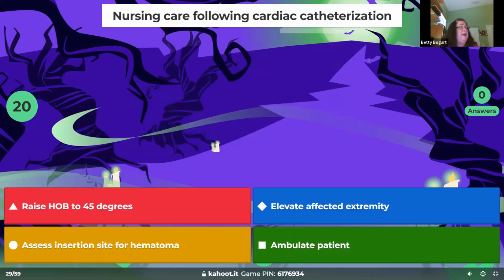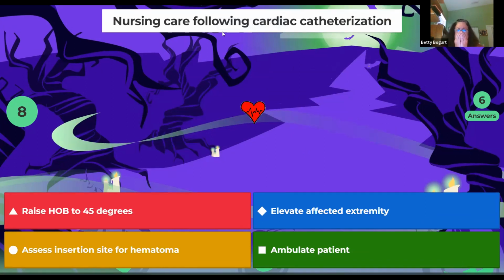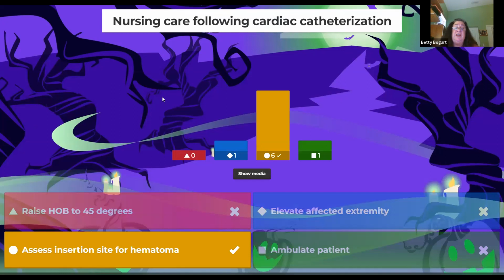Nursing care following a cardiac catheterization. We are going to check the insertion site for a hematoma. This child is not getting out of bed for 24 hours. We are not going to be touching that leg that had the holes in the right groin. That right leg is going to keep straight. And we are going to slowly raise the bed, but maybe not even up to 45 degrees.